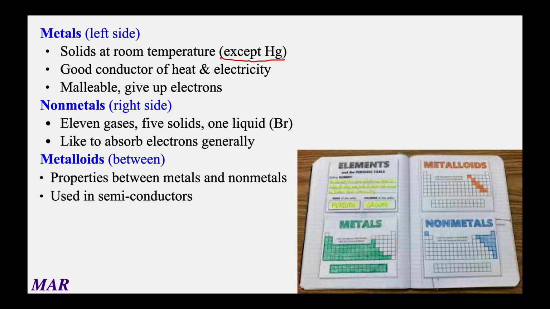Metalloids are that thin strip down the middle, which just means sometimes they act like metals and sometimes they act like nonmetals. A lot of times they're used in semiconductors, which are what computers and stuff use, because they're pretty good at transferring electrons from one to the other, which is kind of cool.